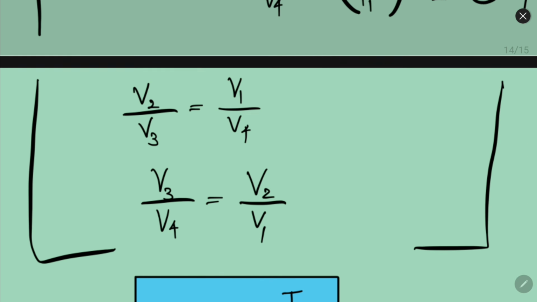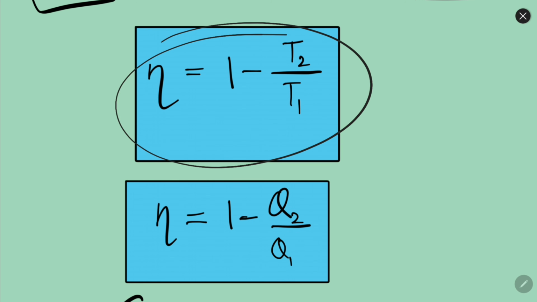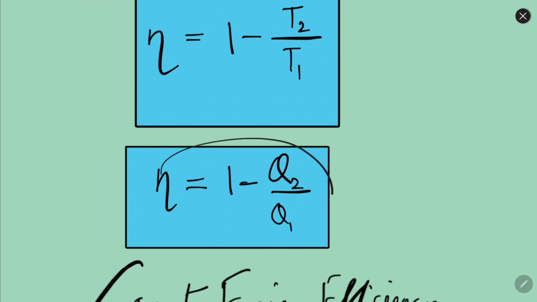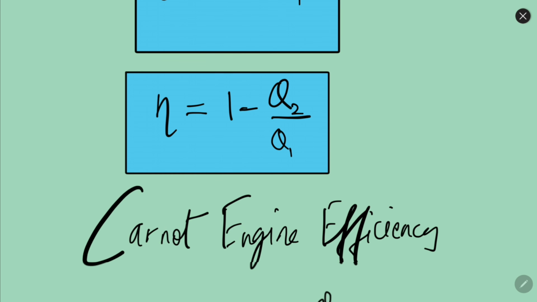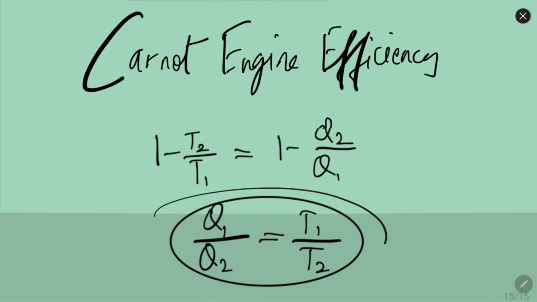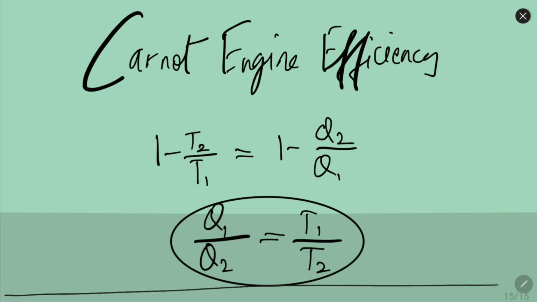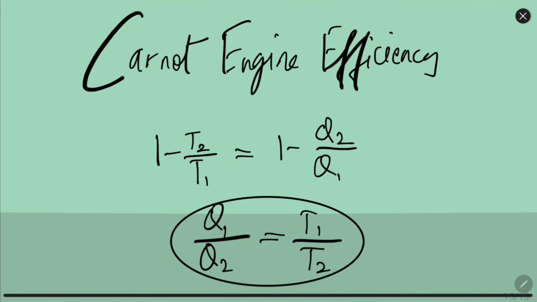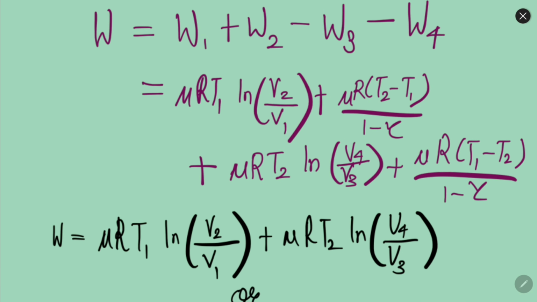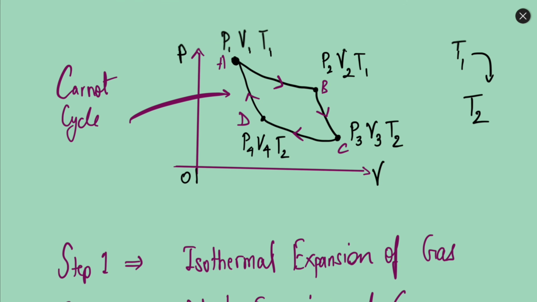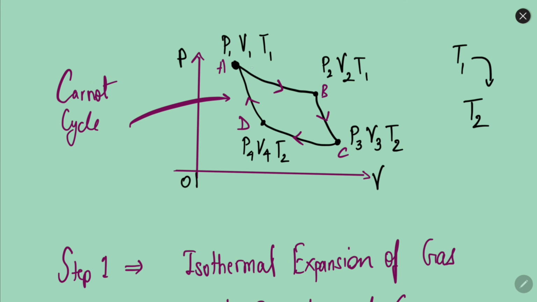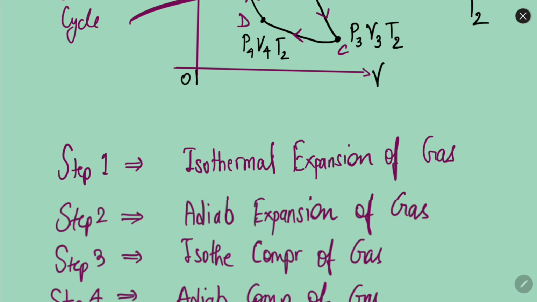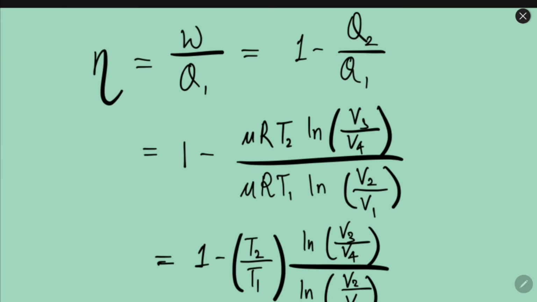Now the efficiency can also be written as 1 minus T2 over T1 and 1 minus Q2 over Q1, and this is the efficiency of the Carnot engine. And if we compare, Q1 over Q2 will be equal to T1 over T2. So the Carnot engine is the most efficient engine, in which we have a reversible, cyclic process which consists of expansion and compression: first isothermal expansion, then adiabatic expansion, then isothermal compression, and then adiabatic compression. And in this process, some work is done by the working substance.